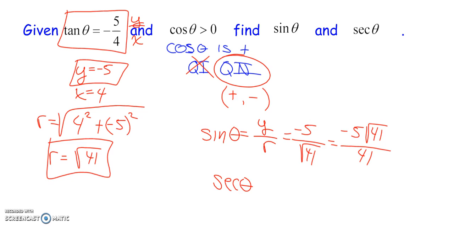Secant theta similarly has the definition r over x. For this one, my r value is the same, radical 41. My x value is 4. So it becomes radical 41 over 4.